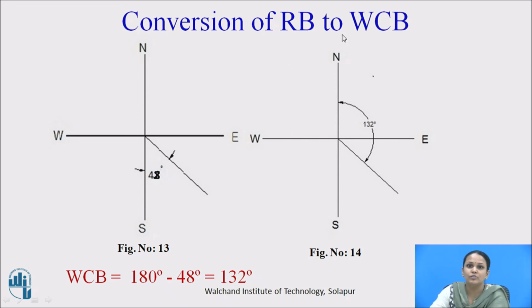Then how to convert the reduced bearing to the whole circle bearing? Here in this figure, the survey line is making a 48 degree angle with respect to the south direction. If I want to convert it into the whole circle bearing, we have to measure from the respective north direction. From north to south it is 180 degrees. So if I subtract this 48 degrees from 180 degrees, I will get the whole circle bearing of this survey line. So the whole circle bearing is equal to 180 degrees minus 48 degrees, which is 132 degrees from the respective north direction.